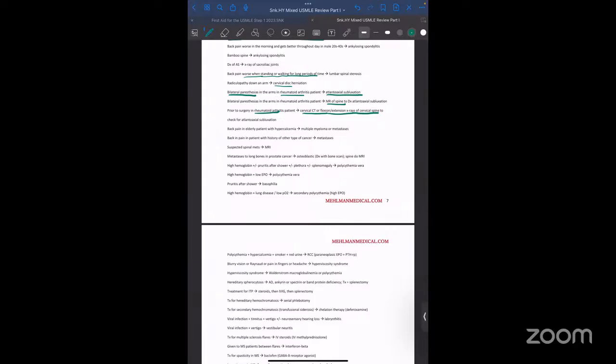Then back pain in elderly patient with hypercalcemia, multiple myeloma or metastasis. Back pain in elderly patient with hypercalcemia, it's either multiple myeloma or mets. So for multiple myeloma, we look for the CRAB findings.